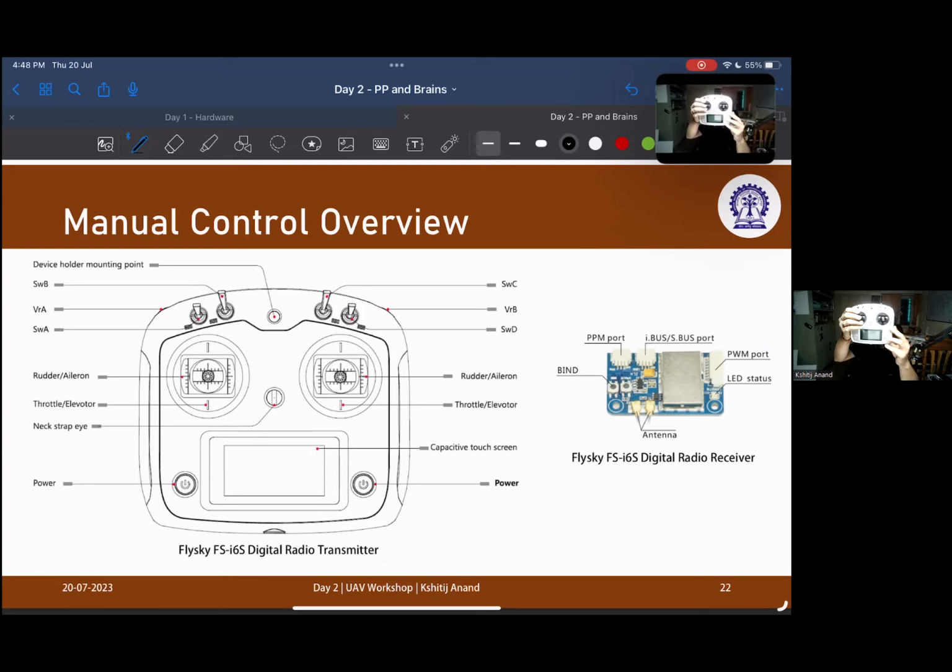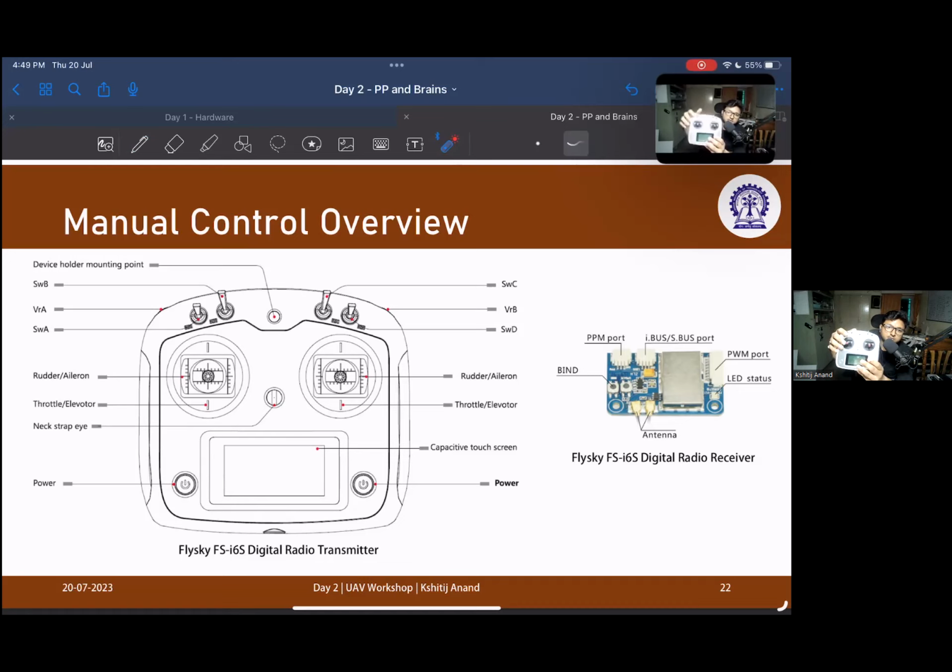So these are controlled by channels. As you can see, I'll show you. So there is rudder, aileron, throttle, elevator. Okay, so basically this stick here is used to control the throttle and the elevator, and this one is here to control the elevator, and this one is to control the rudder.